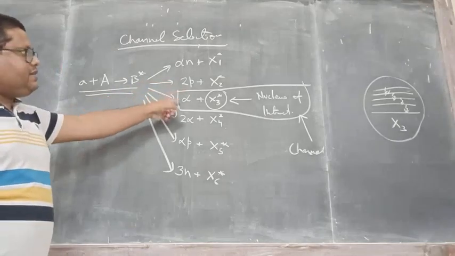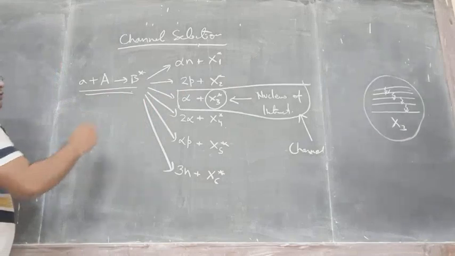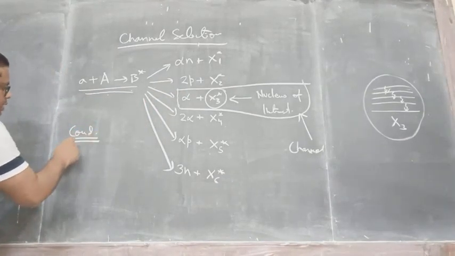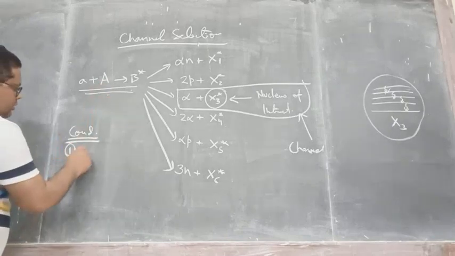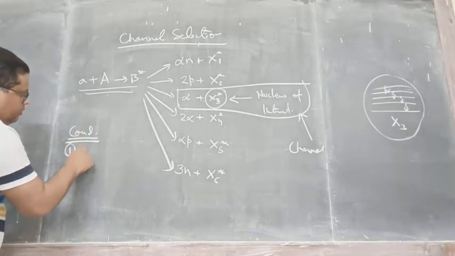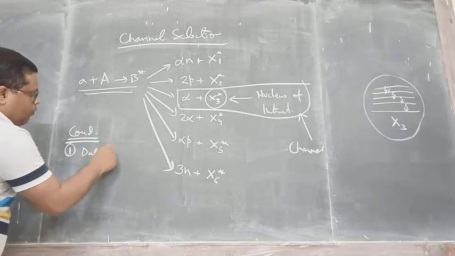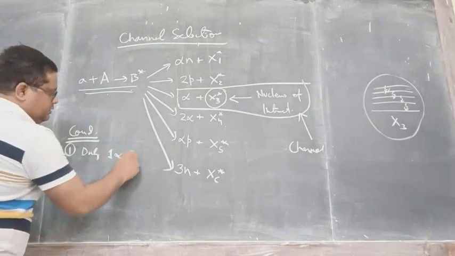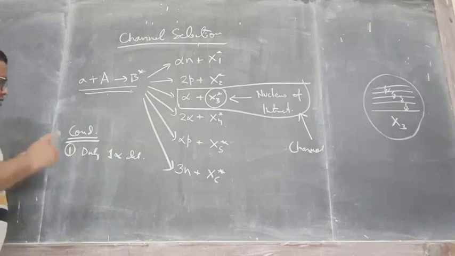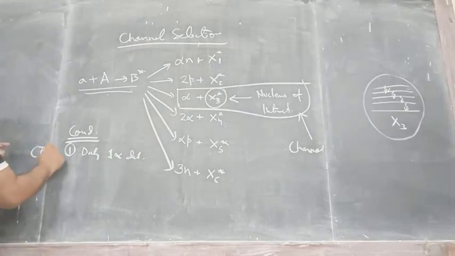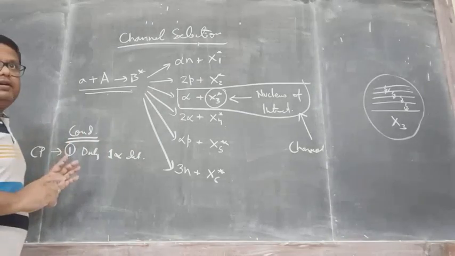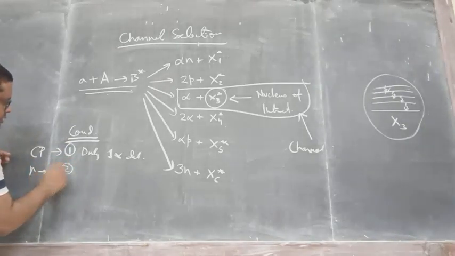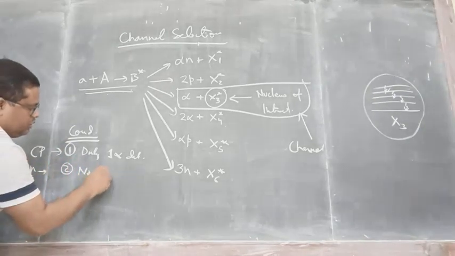While studying this, I will put conditions. So what will be the condition? Number one, only one alpha detected. So in charged particles, I will be detecting only one alpha. What about the neutron detector? No neutrons.